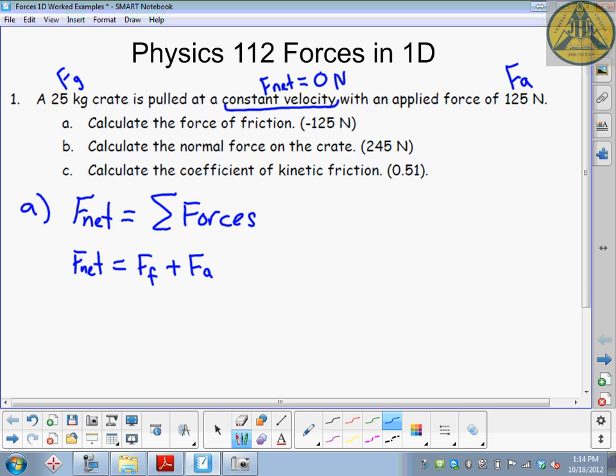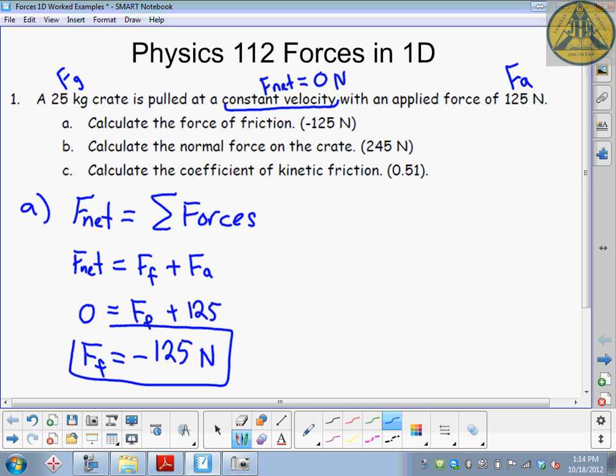So I know the net force is 0. I'm trying to solve for the force of friction, and I know my applied force is 125. Rearranging for the force of friction, negative 125. So that should make sense. If your net force is 0, then there has to be a force of friction equal but in opposite direction to our applied force of 125.